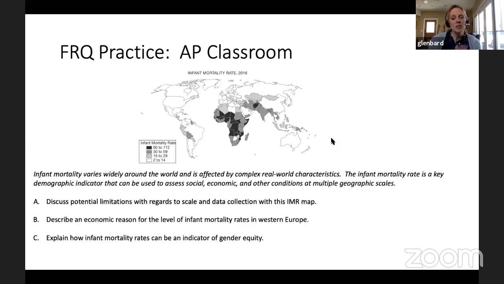So here, I think this is a good question. Discuss potential limitations with regards to scale and data collection with this infant mortality rate map. Tomorrow, hopefully, Ms. Lindsley will talk about that with you, but really talking about how we gather that data and also the importance of scale. Describe an economic reason for the level of infant mortality rates in Western Europe, and also explain how infant mortality rates can be an indicator of gender equity. Hopefully, you can knock those out of the park based off of our conversation and our time spent today together.